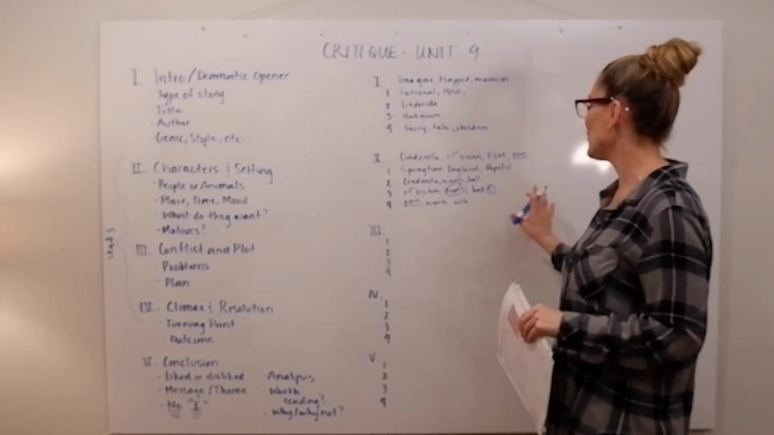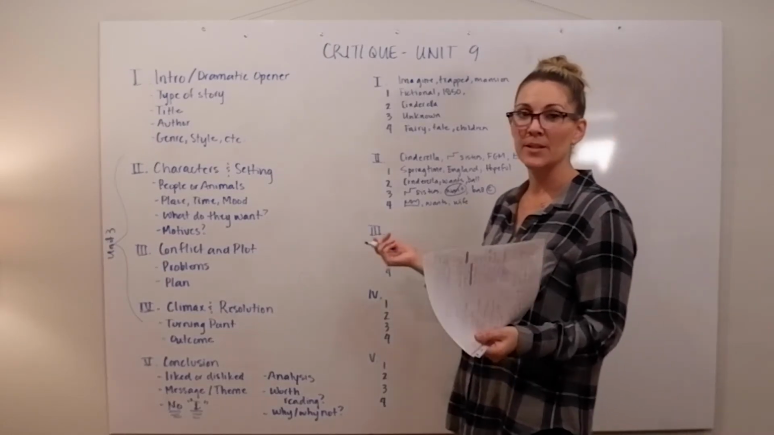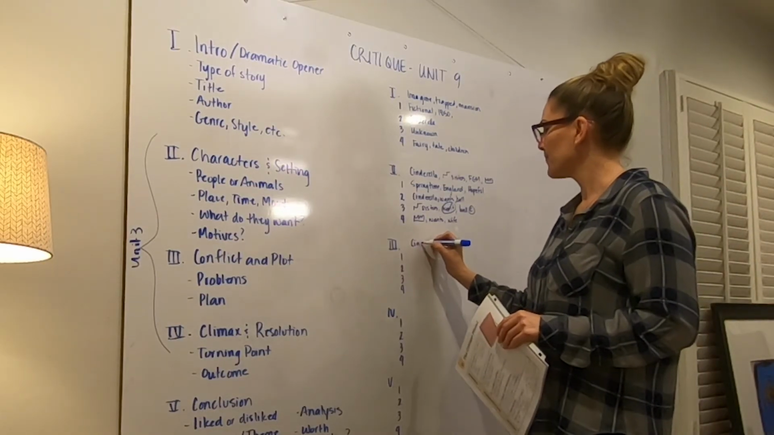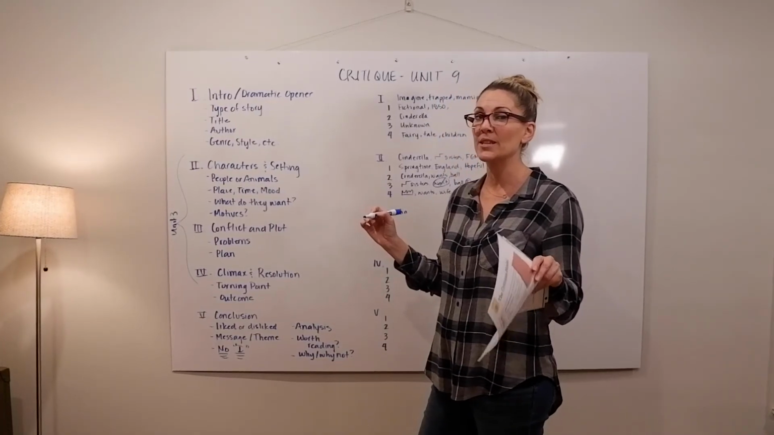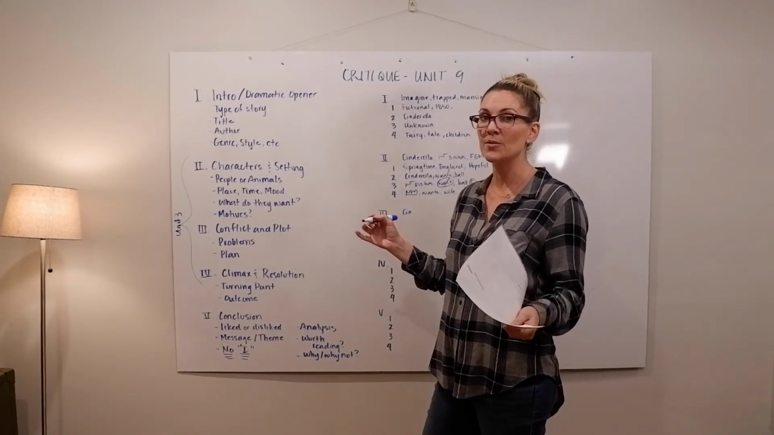Okay. The conflict and the plot. All right. So what are the problems? Well, the main problem is Cinderella is locked in her bedroom. Well, actually the first problem is she doesn't have anything to wear, right? And that's when we meet the fairy godmother. So maybe I'll start with that. So Cinderella needs dress.